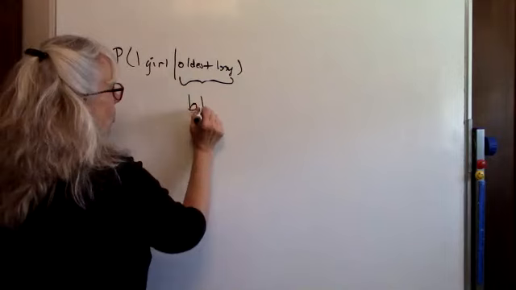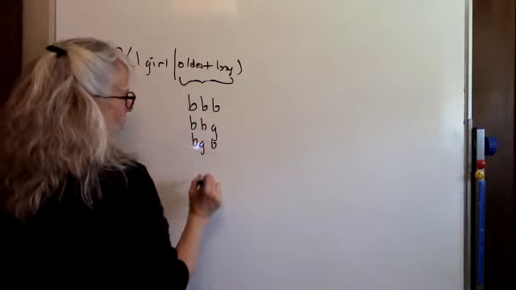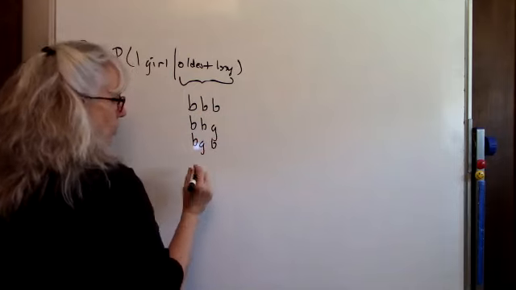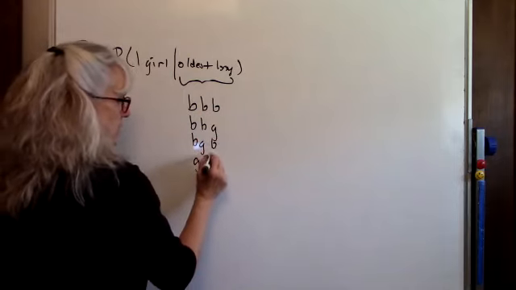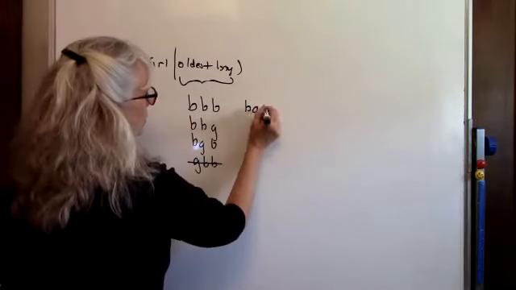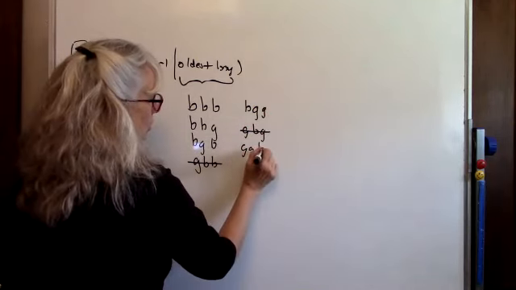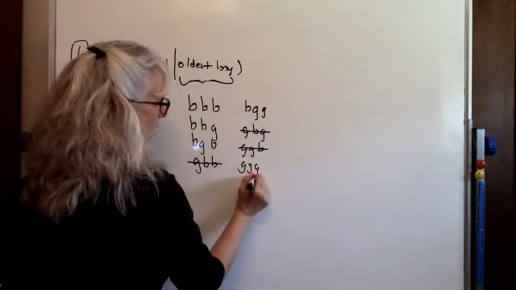So I could have boy, boy, boy. I could have boy, boy, girl. I could have boy, girl, boy. Girl, boy, boy would be the next one, but that doesn't fit because the oldest is not a boy. So I'm just going to scratch that off. Then I would have boy, girl, girl. I could have girl, boy, girl. Wait, that's no good. Girl, girl, boy. That's no good. And then all girls. So there's all 8 of them.